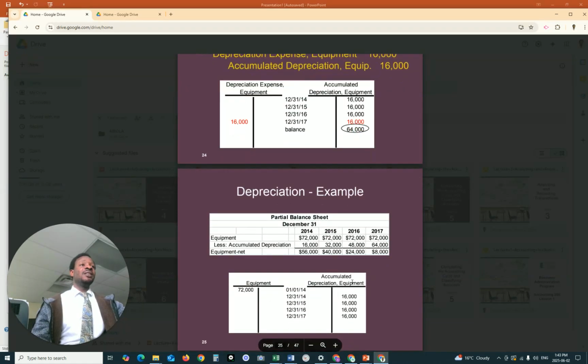So the balance sheet looks like this. That's an extract of the balance sheet. At the end of year 1, the asset at cost remains the same, 72,000 for each of the years. Then accumulated depreciation at the end of year 1 was 16,000. At the end of year 2, it had increased to 32,000. At the end of year 3, the total depreciation used had increased to 48,000, and at the end of year 4, the total depreciation had increased to 64,000 to give us the net book value at the end of year 4 to be $8,000.